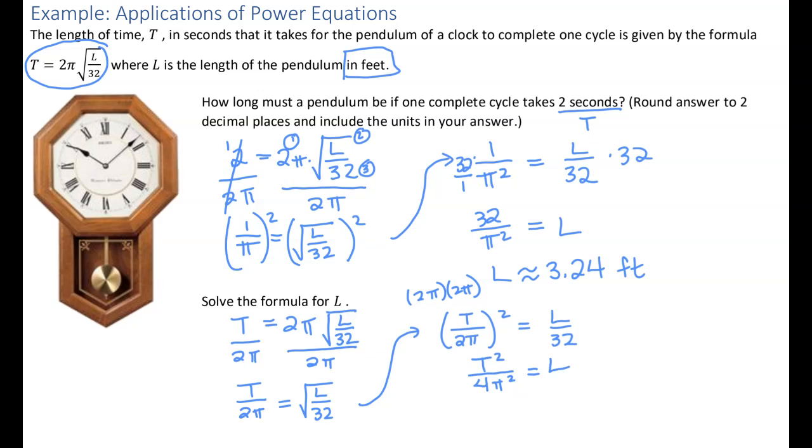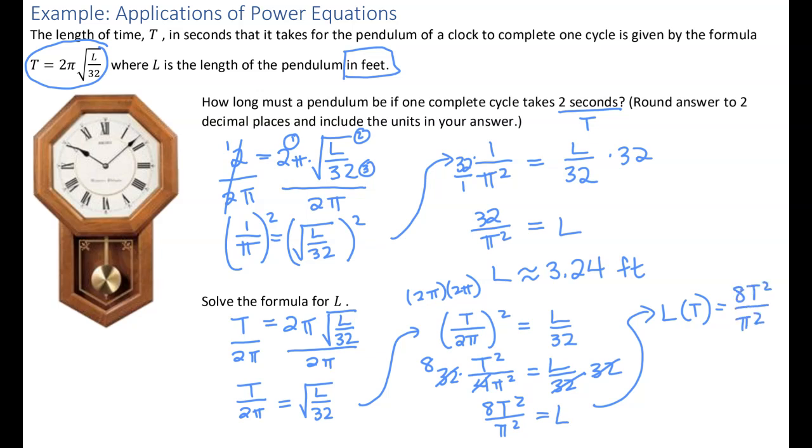And then, I guess I'll write one extra step here. Multiply that 32 in. I can reduce a little bit. 4 goes into 32 8 times, so I end up with 8T squared over pi squared, and that's equal to L. Or if you want to use function notation, we just found that L of T is 8T squared over pi squared, to be contrasted with what we started with, which was T of L. So if you ever start with a function T of L and you're asked for L of T, you just solve for the L variable. You solve for the input variable.